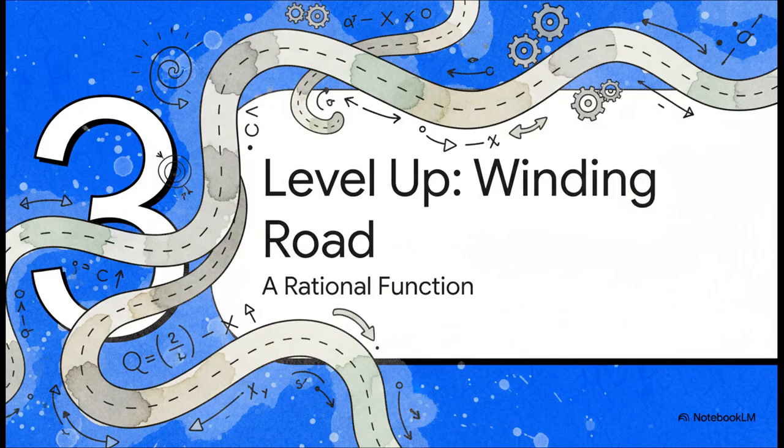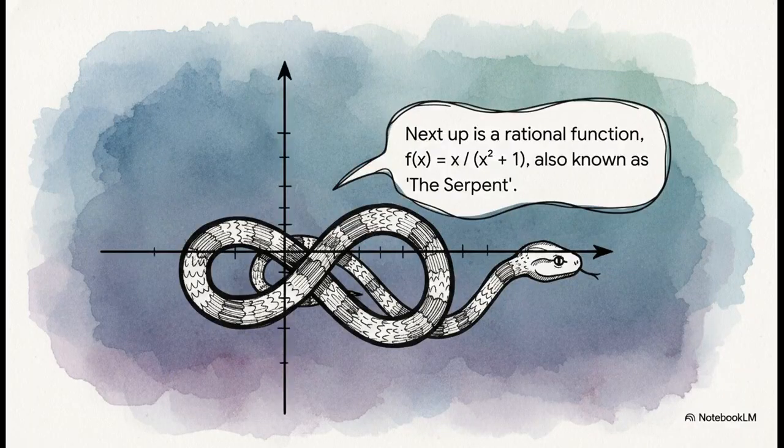All right, that was a pretty good warm-up. Now let's level up and tackle something a bit more complex, a rational function. This one's got a few more twists and turns, and to find its derivative, we're going to need a special tool called the quotient rule. So here's our new function, f of x equals x divided by the quantity x squared plus 1. This curve is sometimes called the serpent because it has this really cool, winding, snake-like shape.